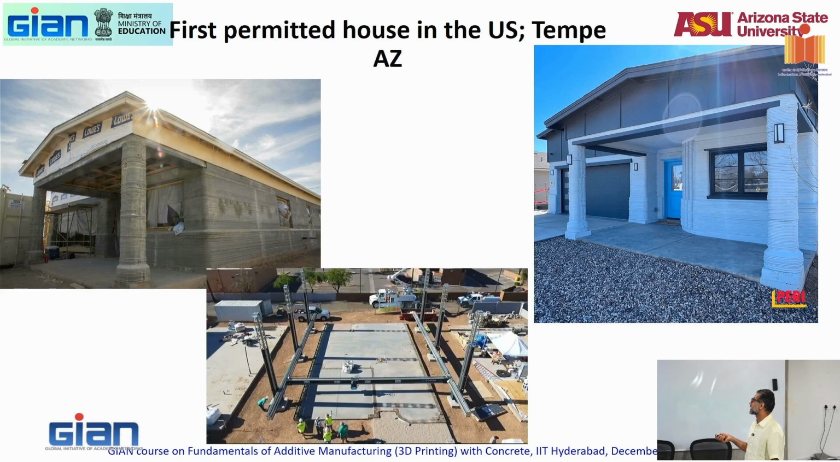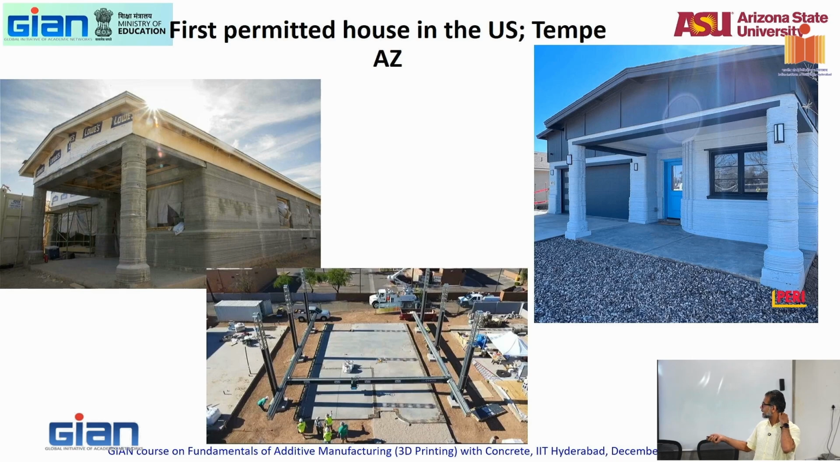This is the first house that we did in Tempe in 2018. This is the first permitted house in the US. Permitted meaning a city approved construction of a 3D printed house. Until then, there were no permitted houses. If you live in a house that's not permitted and something happens to you, no insurance company will cover you. And if you understand the situation of living in the US, if you don't have insurance, you better run away somewhere else, right? So this is the first permitted house that we built in Tempe.